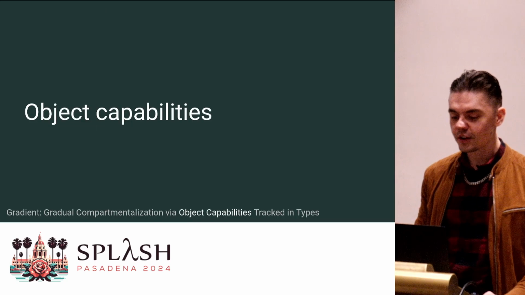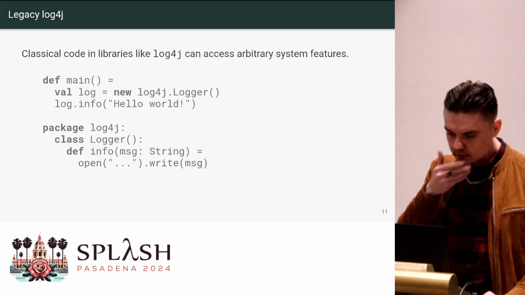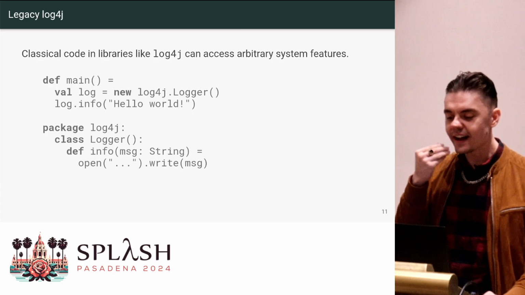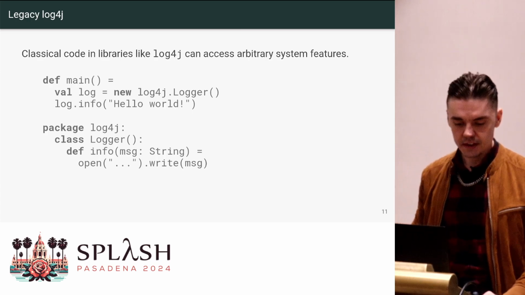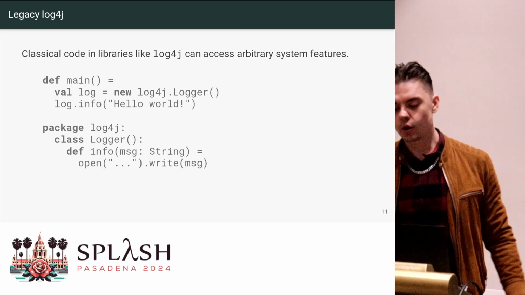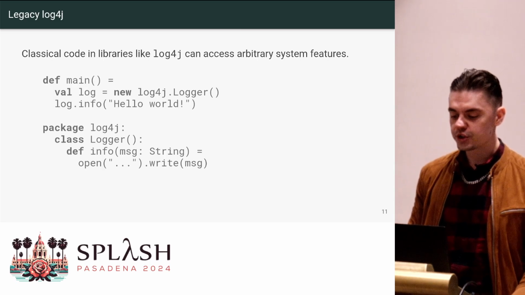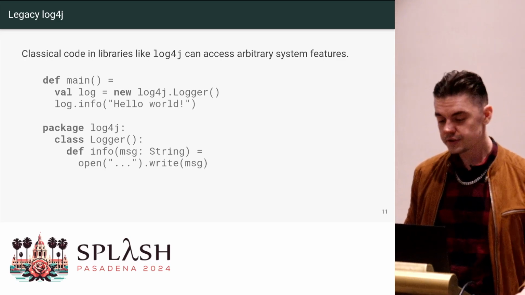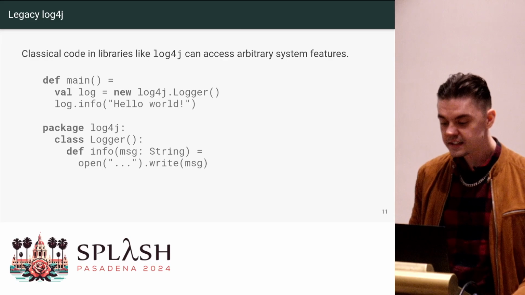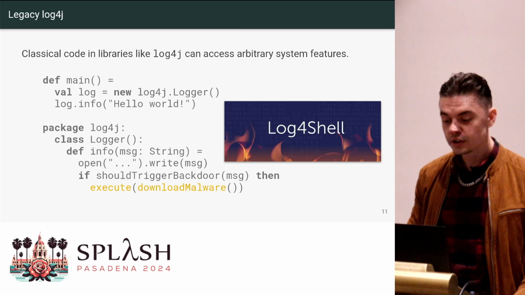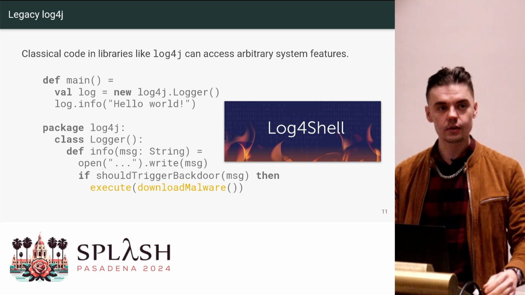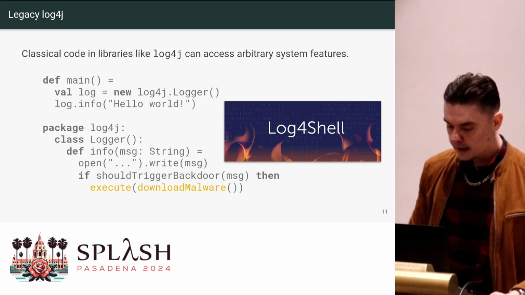So let's motivate object capabilities. The current status quo is that library code can access whatever system features it wants, right? Here we have some Scala code which uses the log4j Java library. It might look innocuous, like it's just logging things, but actually it could be downloading some code from the internet and running it, right? Which is basically what the Log4Shell vulnerability actually was.